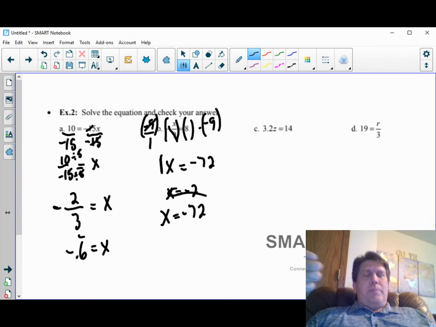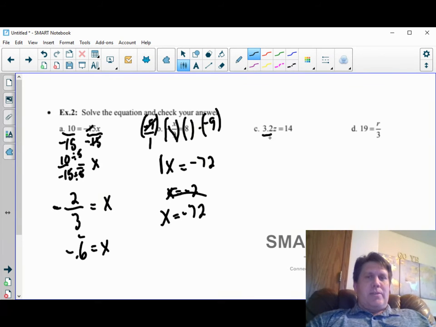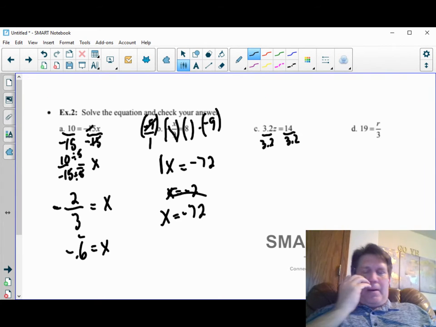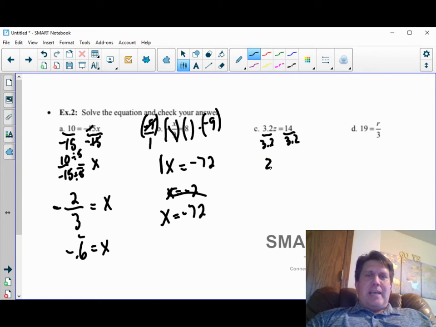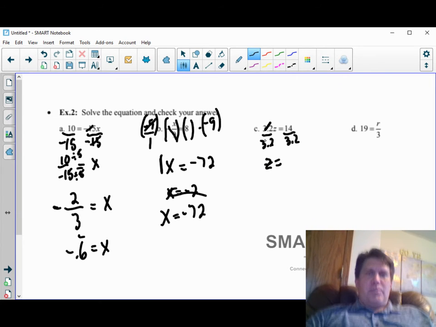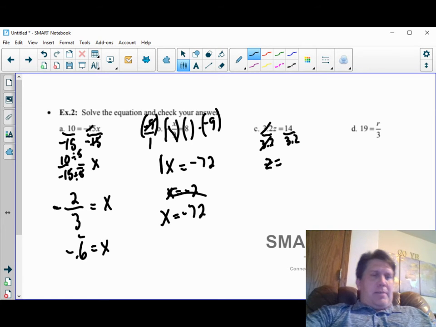So here it's 3.2z, so that would be 3.2 multiplied by z. So the opposite of multiplying is dividing. So I show division by putting an underline underneath it and dividing by 3.2. This side gets me just z because the 3.2 divided by 3.2 is 1. So that's 1z. And then I have 14 divided by 3.2.